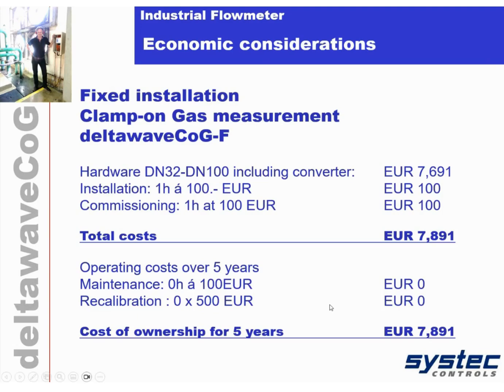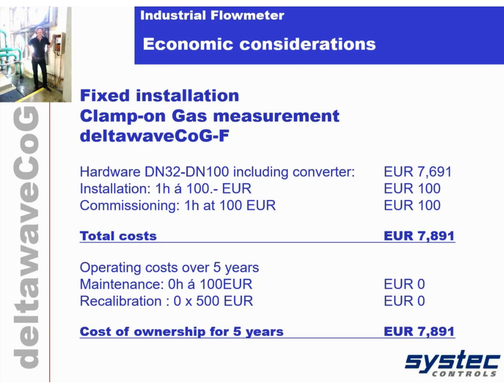So for a fixed installation, the hardware, including the transducers, is approximately 7,500 euro. The installation for a clamp-on flow meter is 1 hour, commissioning 1 hour, or let's say 2 hours or something like that. So the total cost of ownership is also important for clamp-on technology. There is no wear and tear, there is no drift. So in general, you do not need to recalibrate it, compared to mechanical flow meters, which need to be recalibrated. The total cost of ownership is not so high.